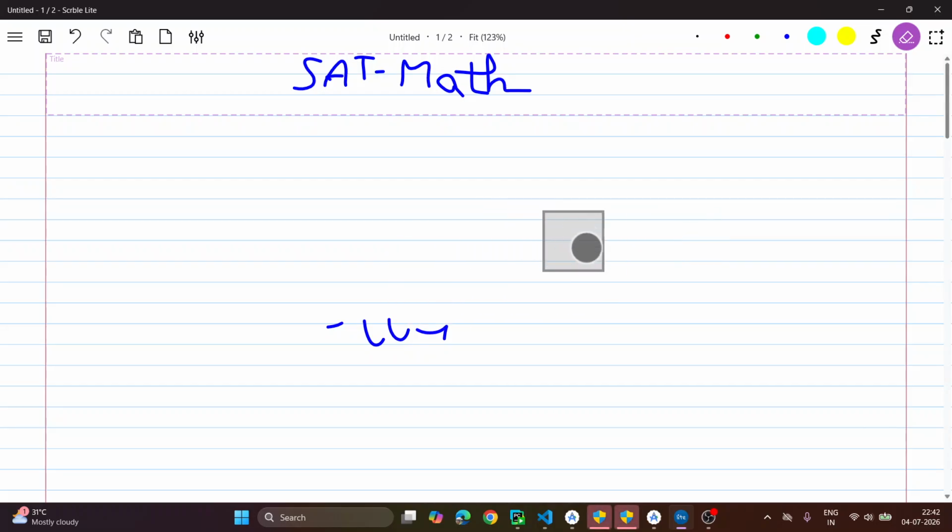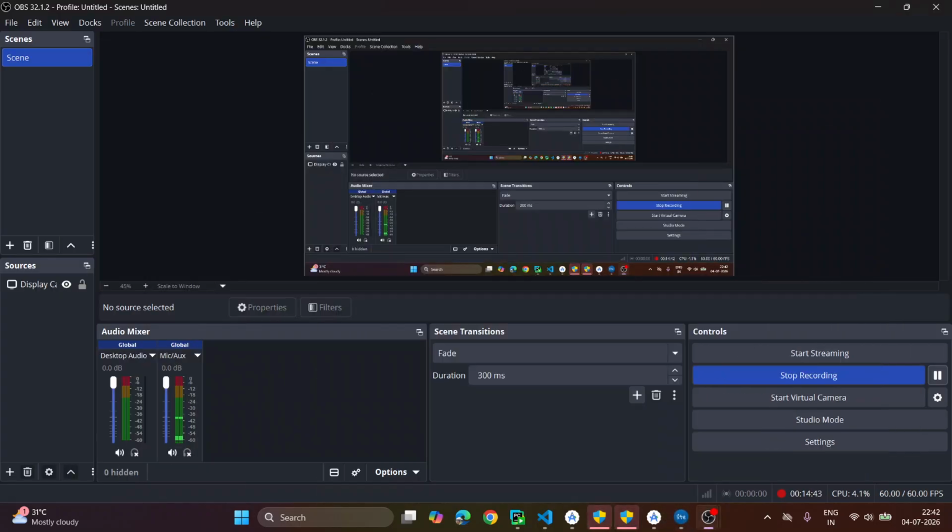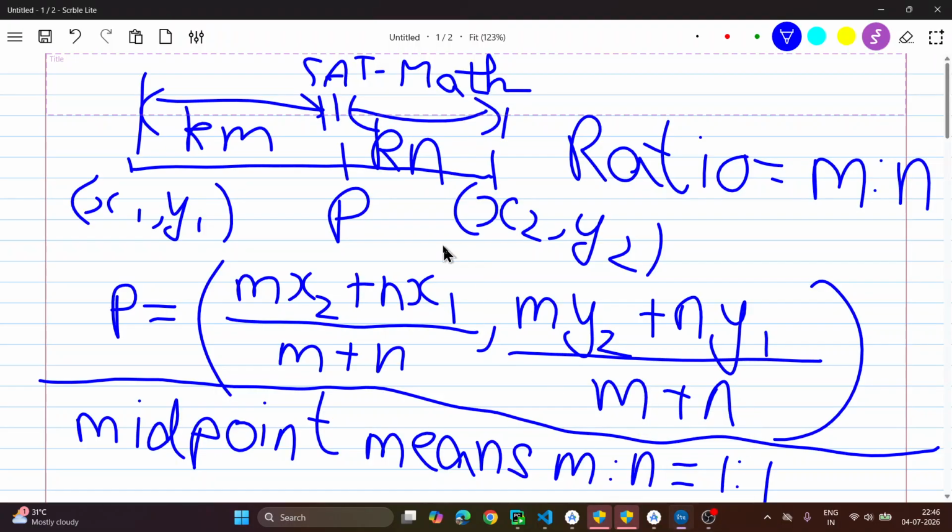Okay, just a minute, we have one more. I don't have much time, so I'll just pause the video. Okay, let's just see this quickly. So it's ratio, this distance is k into m, and this is k into n. So the ratio is m is to n, okay? K can be anything. The ratio is just m is to n. You don't need k, okay?